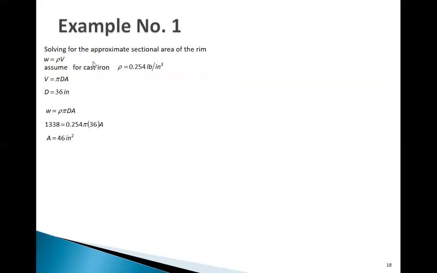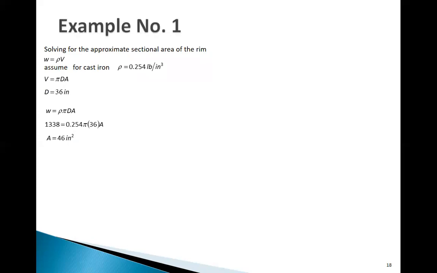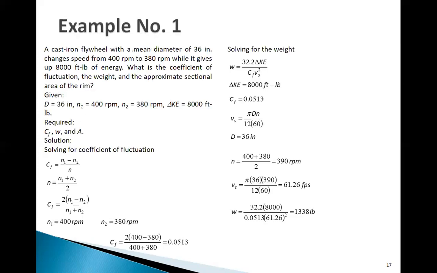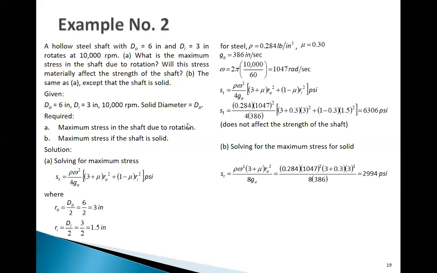So the cross sectional of the rim is the rim lang. Yung parang kinuto mo doon, W is equal to rho B. Assume, pag cast iron is 0.254 pounds per cubic inch dahil wala binanggit dito. Cast iron na. Okay. So B is equal to pi D A, B is equal to 36 inches. W is equal to rho pi D A. So 1,338 is equal to 0.254 times pi times 36 times A. A is equal to 46 square inch. So this is now your area. Target area lang. Approximate sectional area of the rim. So, gusto mo lagyan ng rotation, so okay. So tama. Okay.